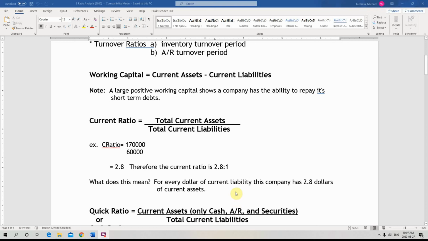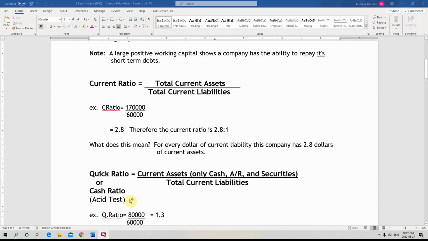Now, there's also something called the quick ratio. And the quick ratio, or the asset test, or the cash ratio, only includes the very, very liquid assets. Okay, so it includes only cash, accounts receivable, and marketable securities like stocks and bonds or GICs or that kind of stuff. Okay, divided by total current liabilities.